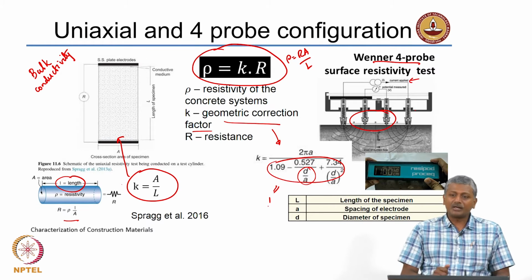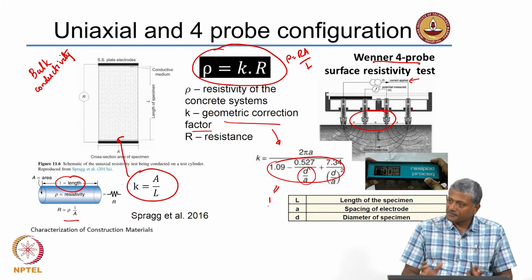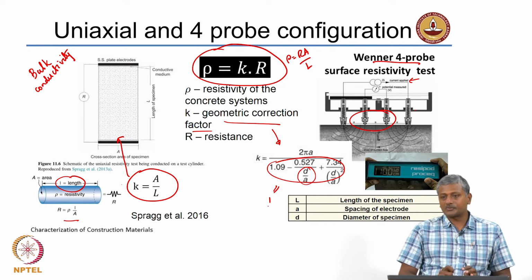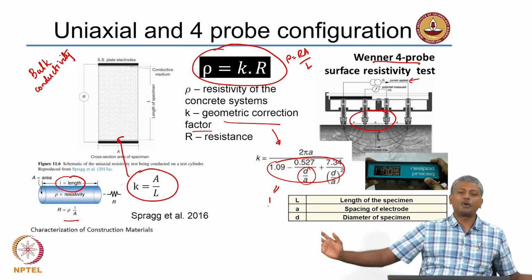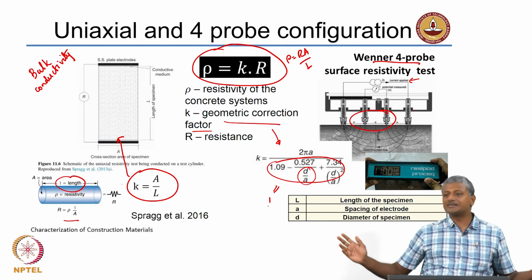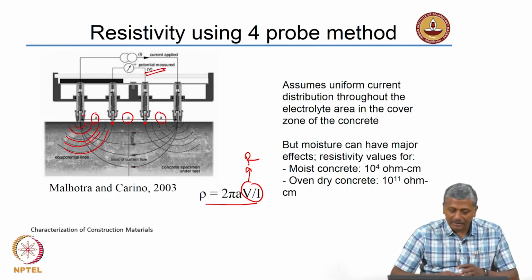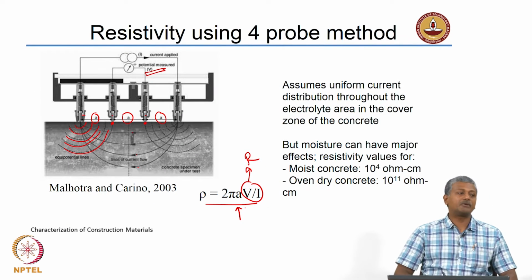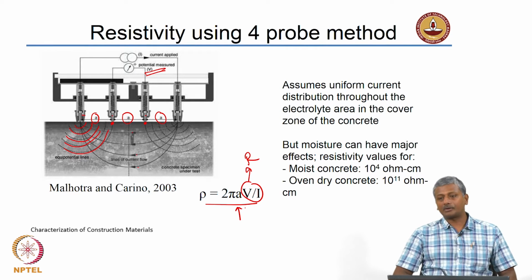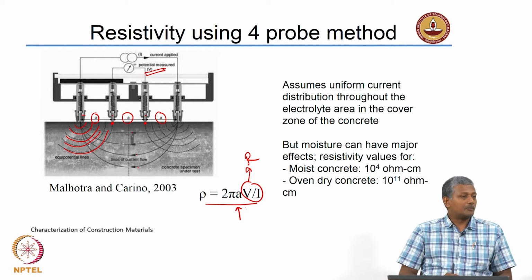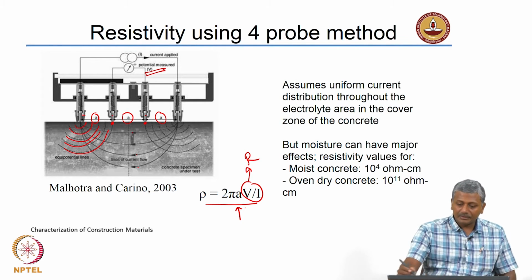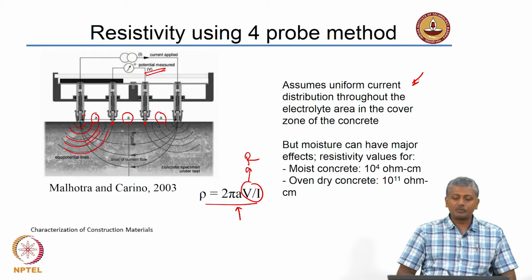So, when you start using this resistivity test on smaller specimens, you need to take the result with a pinch of salt. It is not perfect when you take it on small specimens. When you measure on a very large block of concrete, you can be fairly certain that your calculation, which is given as this 2 pi A times V divided by I, will be more or less accurate for a very large block. The smaller the specimen, you have a problem. Of course, this assumes uniform current distribution throughout the electrolyte area in the cover zone of the concrete.